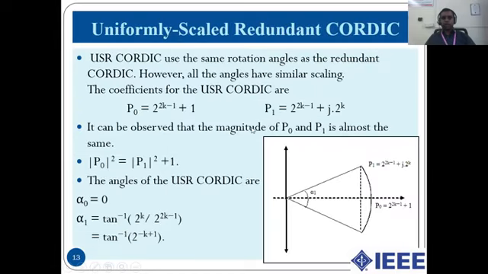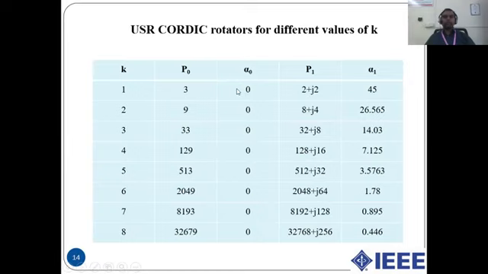It can be observed that the magnitude of P0 and P1 is almost the same, where P0 square will always be equal to P1 square plus 1. Therefore, those particular vectors whose magnitude differs by only a unit value, we identify them as uniformly scaled redundant CORDIC. Here in this case, alpha 0 is equal to 0 and alpha 1 is equal to tan inverse of 2^(-k+1).